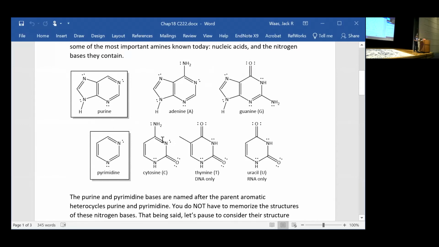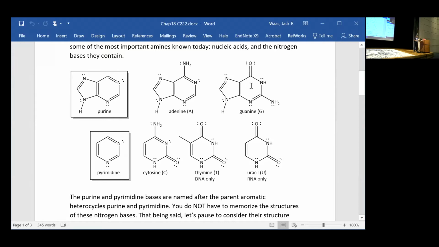If you understand that there are these things called purines and these things called pyrimidines, and they're called that because there are actual compounds called purine and pyrimidine, and so these nitrogen bases kind of look like those two heterocycles, that's why they're named that way.